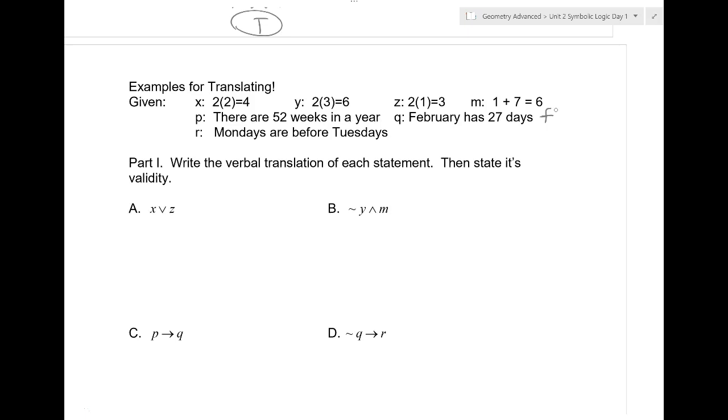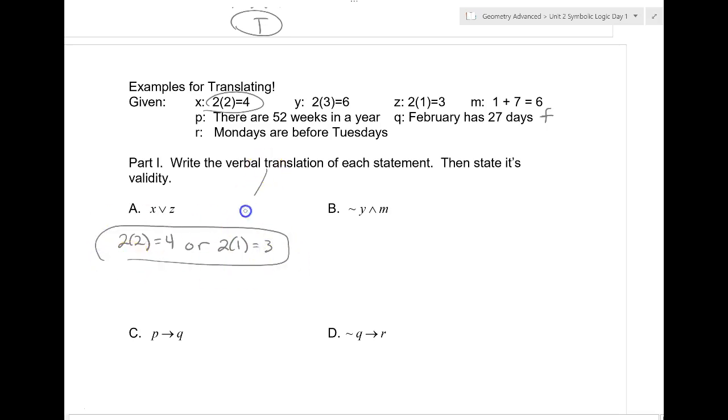Now it says, write the verbal translation of each statement. Then it's validity. Okay. So like on the very first one, think about what you're doing here. What's X? What's the verbal representation of that? Isn't that just 2 times 2 equals 4? What symbol's there? Disjunction, conjunction, or conditional? Disjunction. So what word do I need? So we go or, and then we got Z here. We know 2 times 1 equals 3. So that's your translation of that. So that's your verbal translation. Now, what is going to be your validity of this? Well, my validity is that's true or false. So that gives me what?